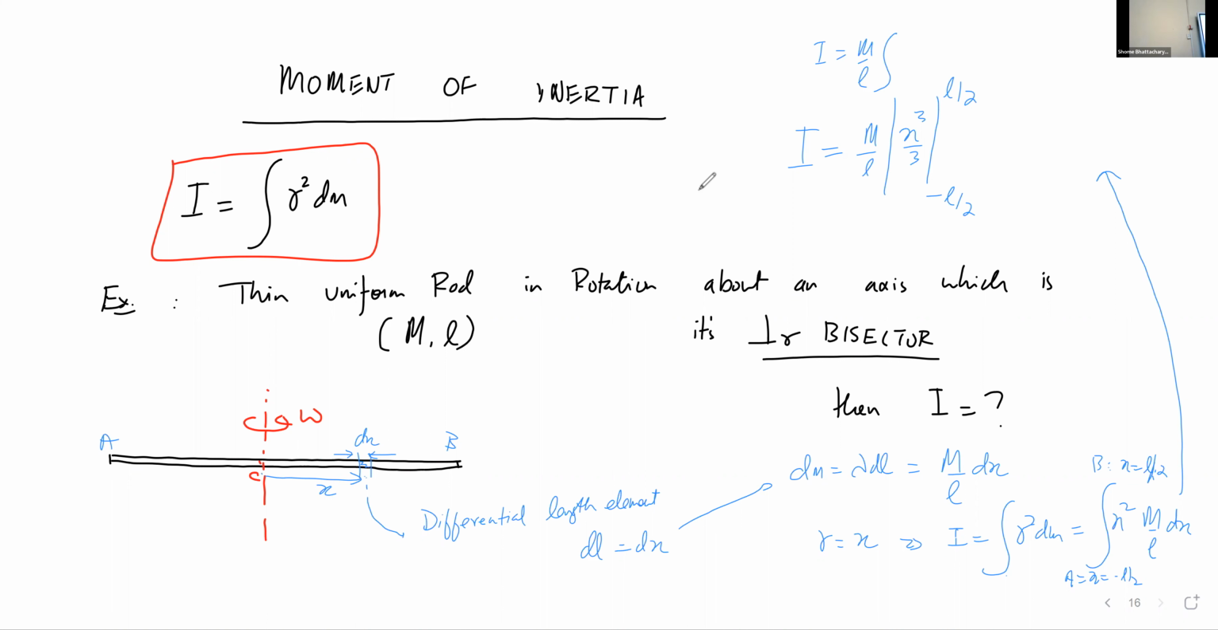I'll just show the step earlier. So when I'm doing this, okay, on substituting the limits and all, we get the standard formula ml square by 12.